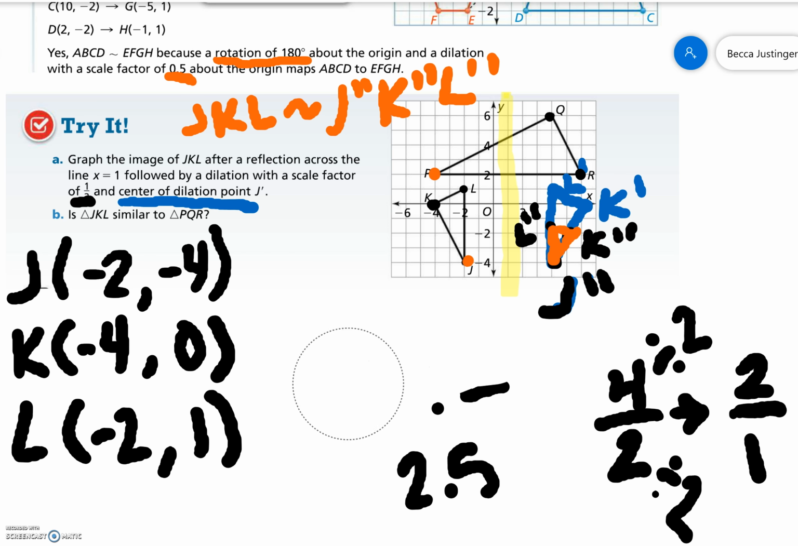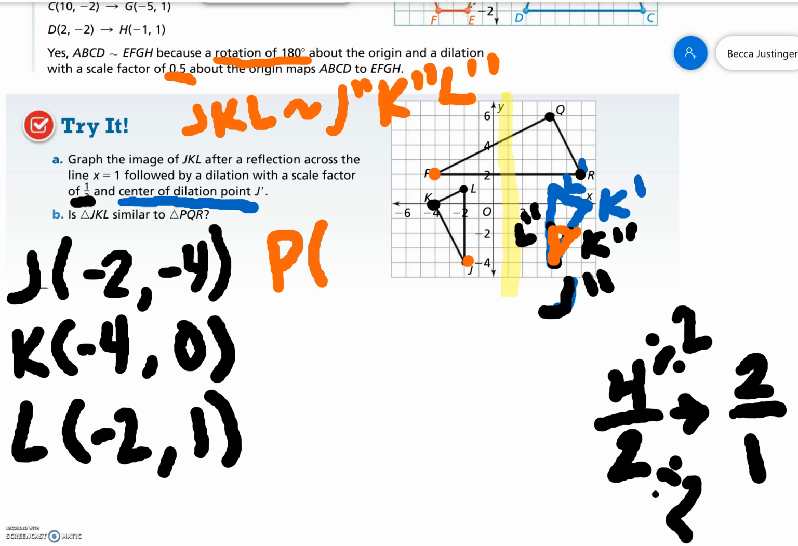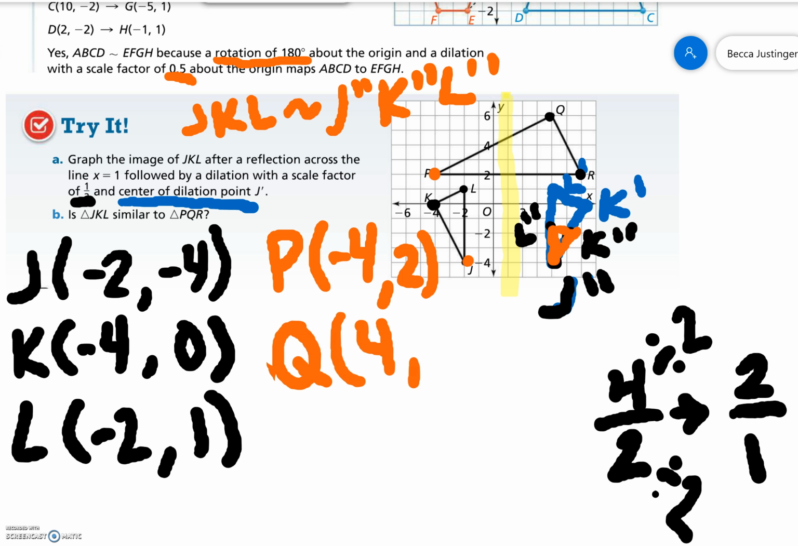And then, erase this, P, Q, and R. P is at -4, 2. Q is at 1, 2, 3, 4, 6. And R is at 1, 2, 3, 4, 5, 6, 2.